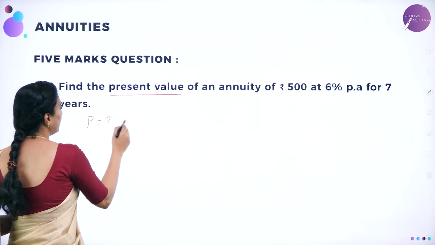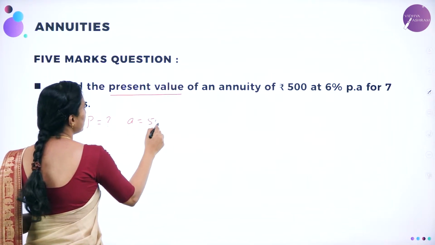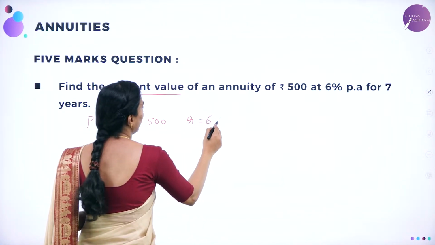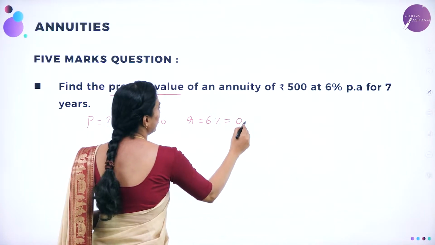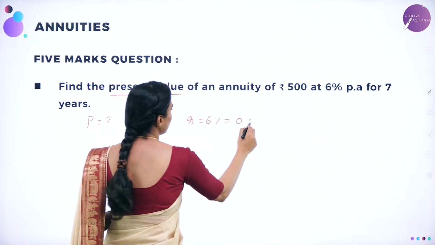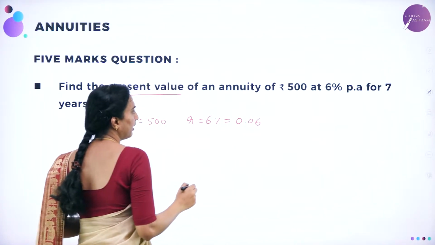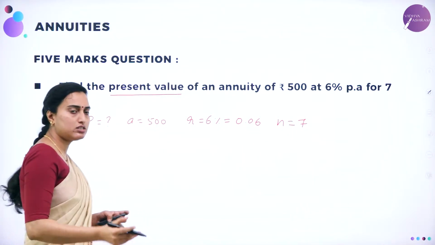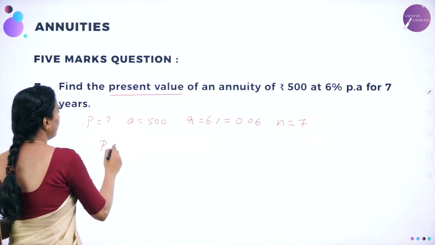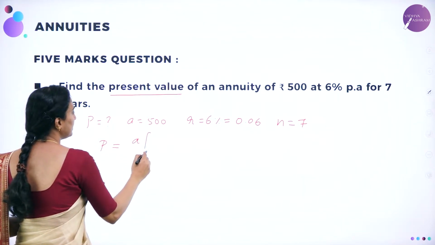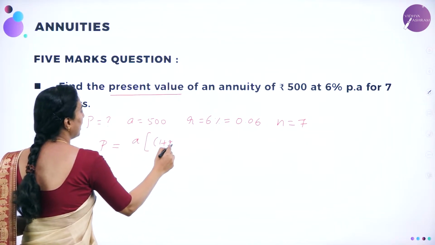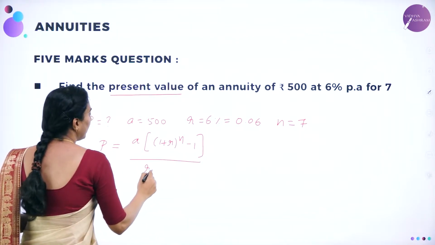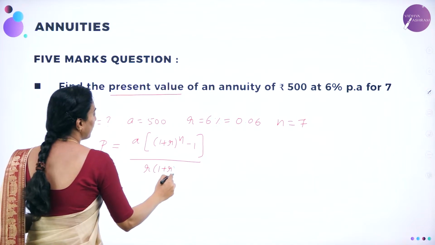What is P? P is equal to A, it is rupees 500, and then R is 6% per annum. We need to convert it to a decimal, that is 0.06 after dividing by 100, and number of years they have given 7. Just now we have come to know the formula of present value is given by P is equal to A into 1 plus R to the power of n minus 1 divided by R into 1 plus R to the power of n.